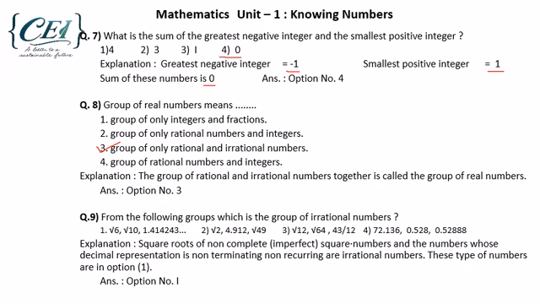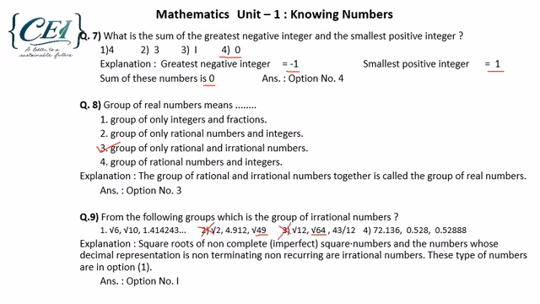From the following, which is the group of irrational numbers? Before that, what is the meaning of an irrational number? An irrational number is a root of a non-perfect square. So we first have to check which are perfect squares. 49 is a perfect square, it is 7 squared. 64 is a perfect square, 8 squared is 64. Then these two answers are wrong, because they are rational numbers. So this group is wrong.